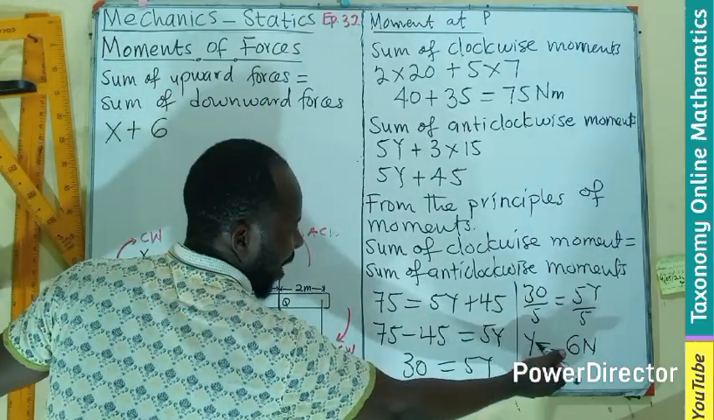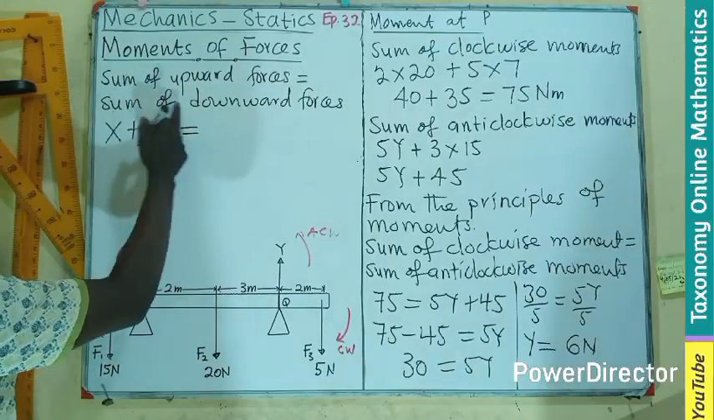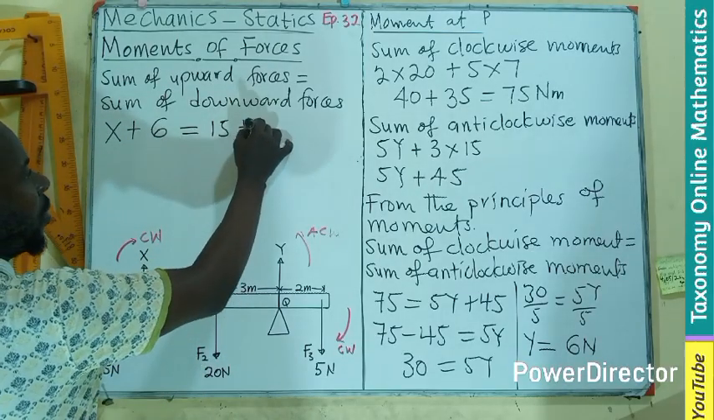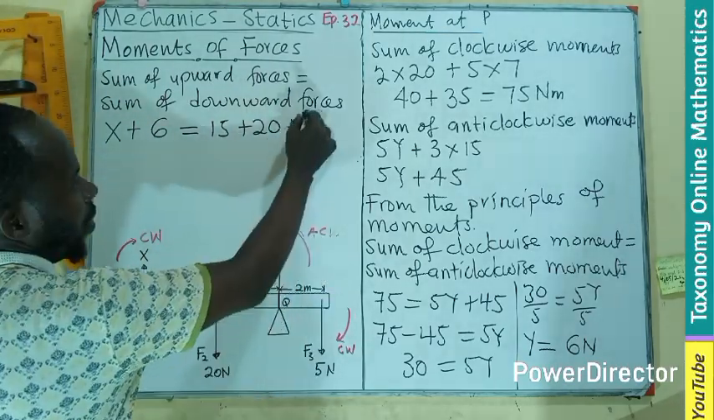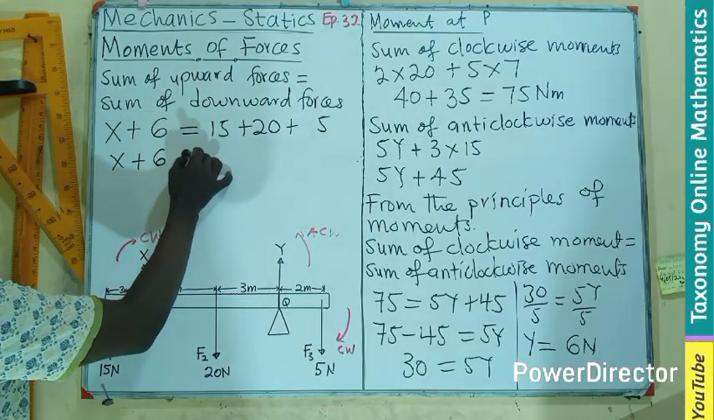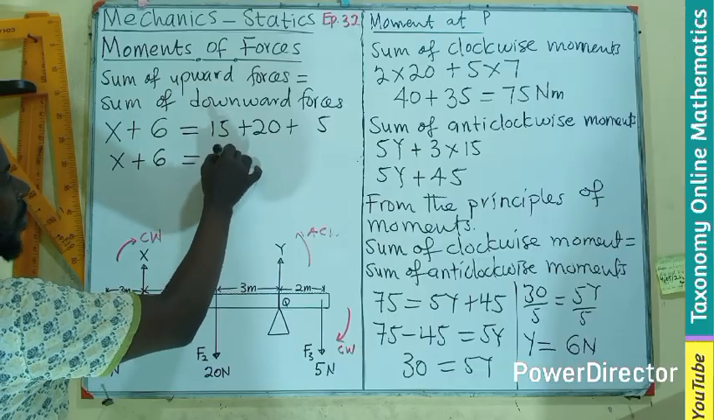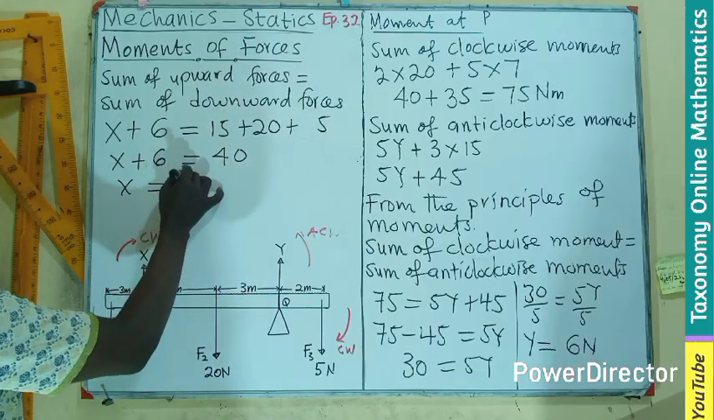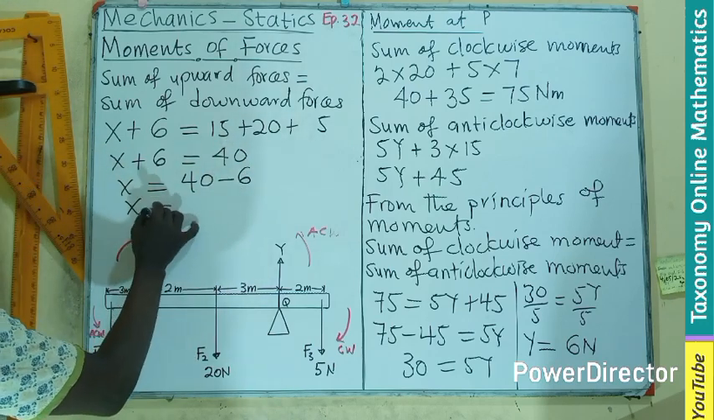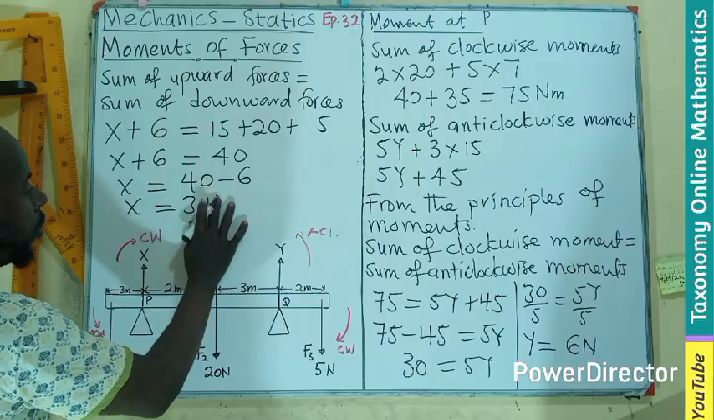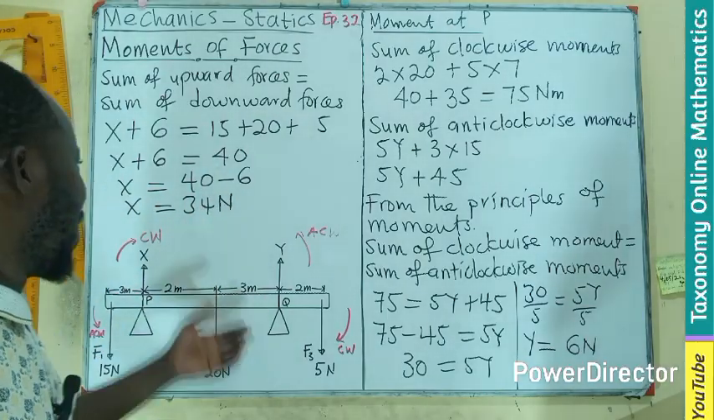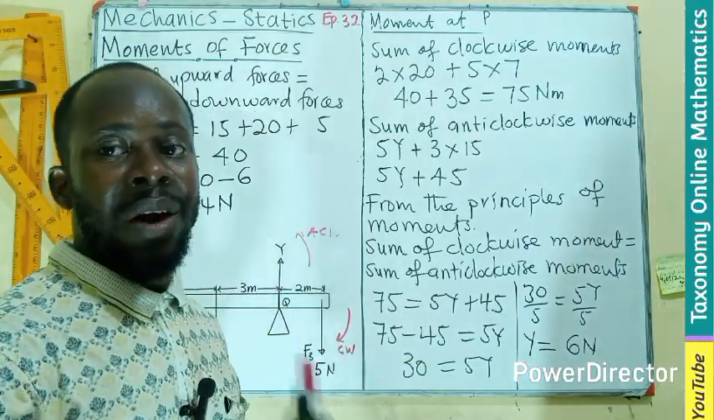Y is 6, which we have here. That should be equal to the sum of what? Downward forces, which is 15 Newton plus 20 Newton plus what? 5 Newton. So I should be having x plus 6 equals to 40, right? Then x will be equals to 40 minus what? 6, making x equals to 34 Newton. So the reaction at both P and Q is going to be 34 Newton and 6 Newton respectively.